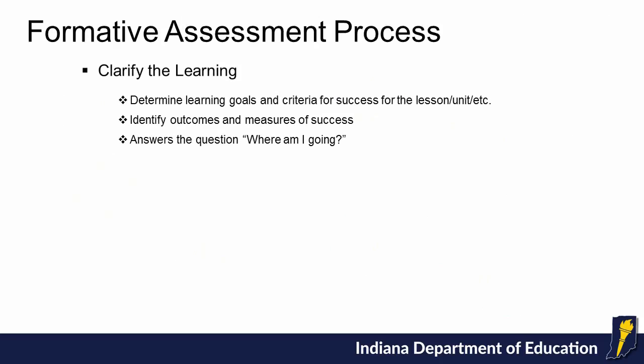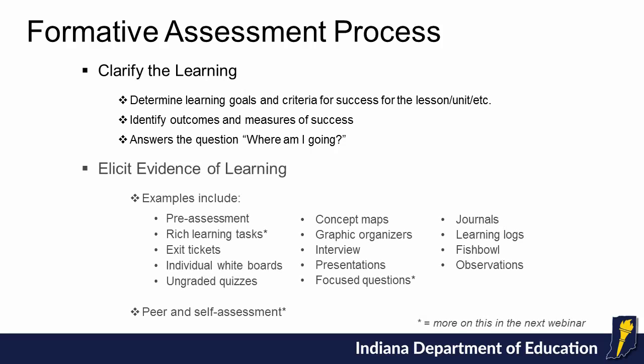The first question we ask is, where are we going, and what are the criteria that show we've arrived? Then we elicit evidence of learning. Evidence collected should be tightly aligned to the learning goals defined by the success criteria. Strategies should probe students' thinking to identify understandings, reveal misunderstandings, and uncover misconceptions. Multiple sources of evidence help draw accurate conclusions about student learning.